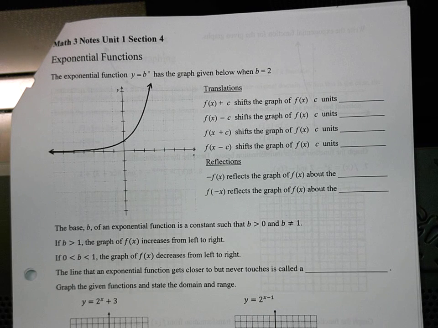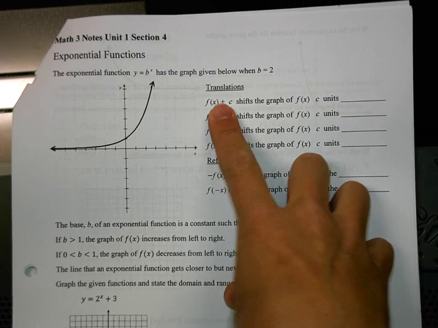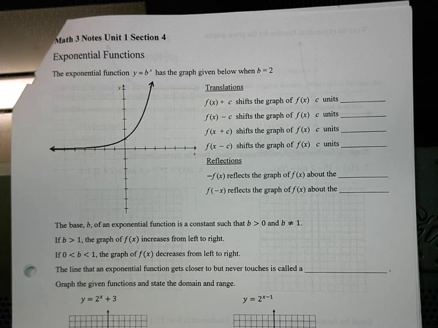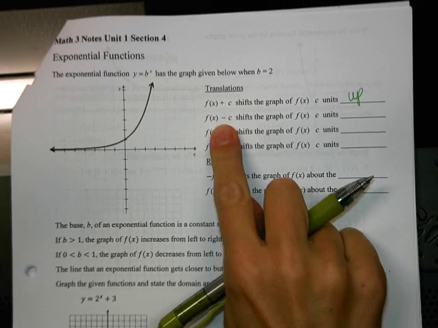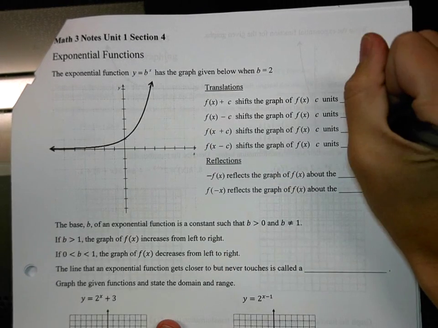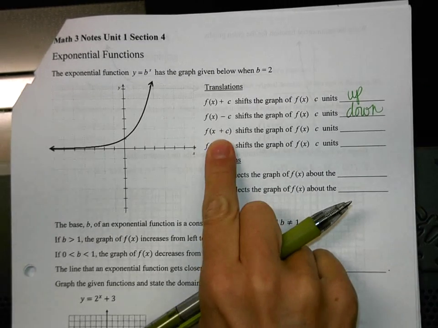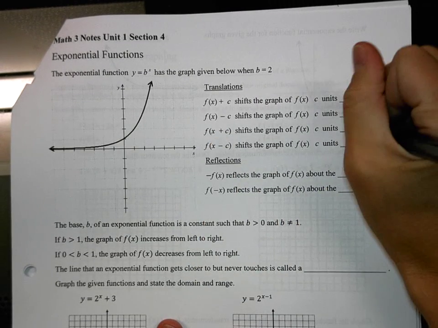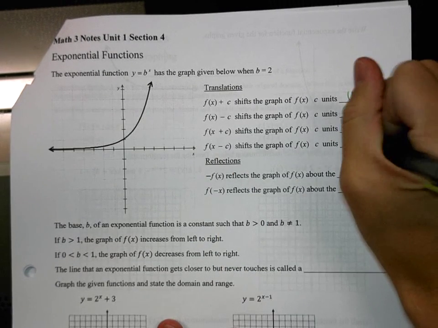Very similar to all of our others is our shifting. So how does this shifting work? What do you guys think? When you add something to the graph, it's going to shift. Very good. Up is correct. When you subtract it from the function, it will go down. And then if you're adding it here, it's going to end up going left. And this one will go to the right.